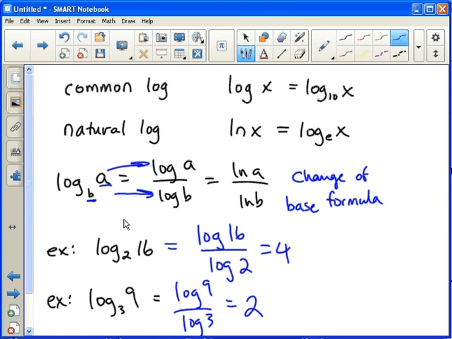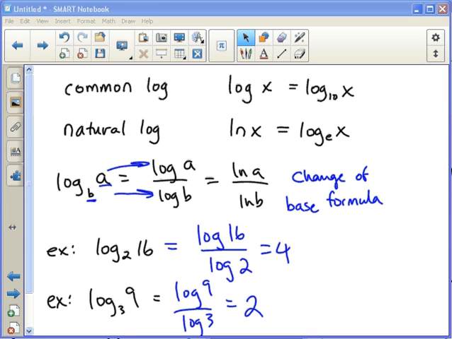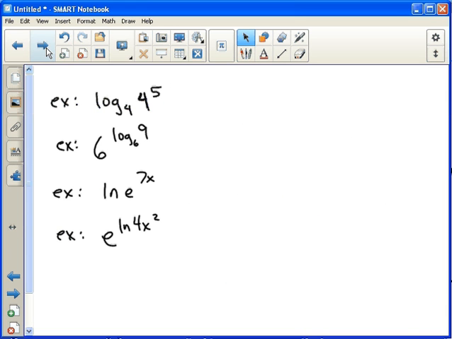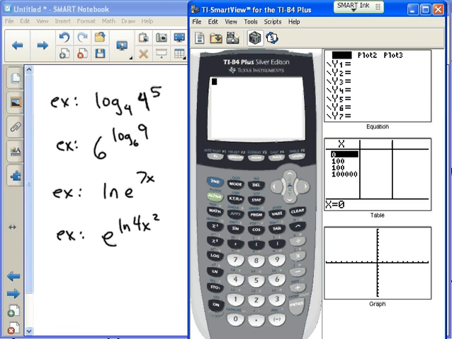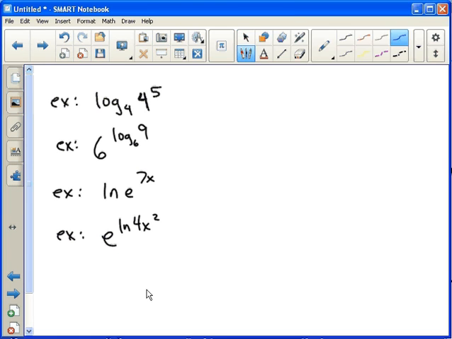Now here are some others you could do in your calculator. Log base 4 of 4 to the 5th. So we could do log of 4 to the 5th divided by log of 4, and it turns out to be just 5. If you look at that for a second, you'll be like, that's interesting, why did I just end up with 5? Well, I told you that logs and exponentials are inverses of each other. So here we have log base 4, and then we have something that's basically of the form 4 to the x, which is exponential. So the 4's cancel each other out, and all it leaves is the 5.